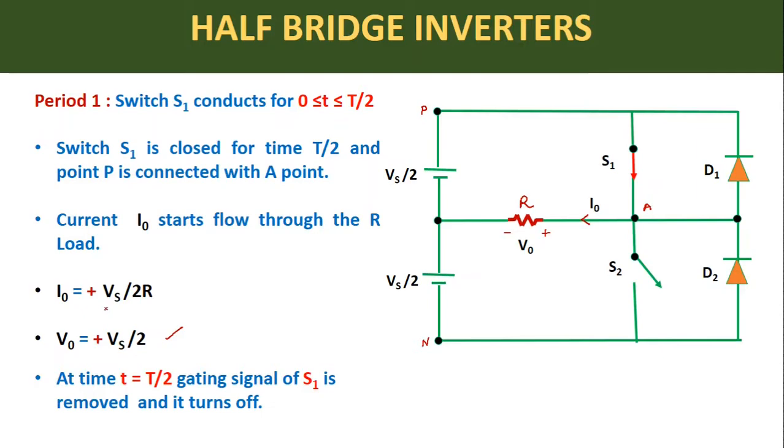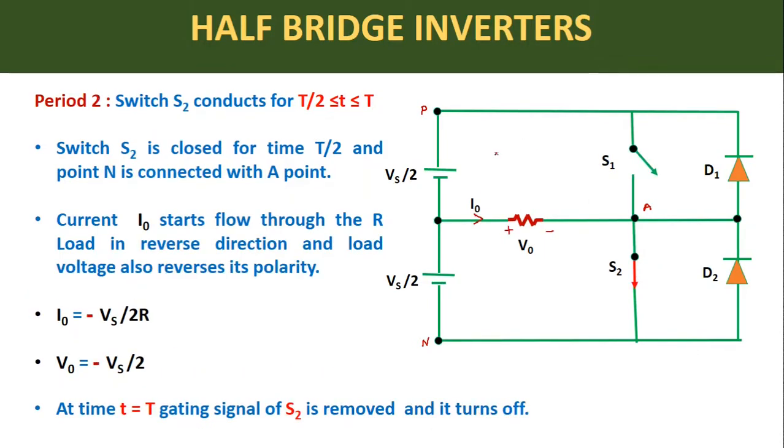So the load current and load voltage both are in phase with each other, and at time t equal to T by 2, what happens? The gating signal of this S1 thyristor will be removed and it goes into the off condition. So here the current direction will be like this during period 1. Now we will understand period 2.